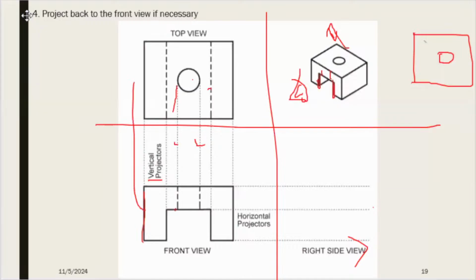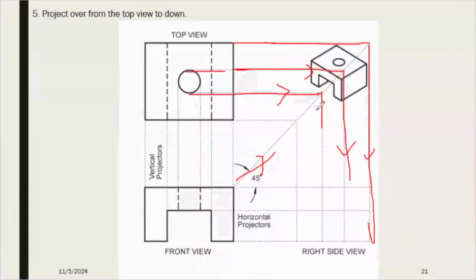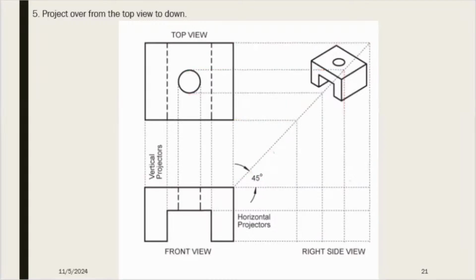Okay, let's continue. Now what you have to do is draw the 45 degree projector line, turning 90 degrees. Draw a vertical line downwards. Likewise, for all four positions we draw four projector lines. Okay, draw those projector lines now.